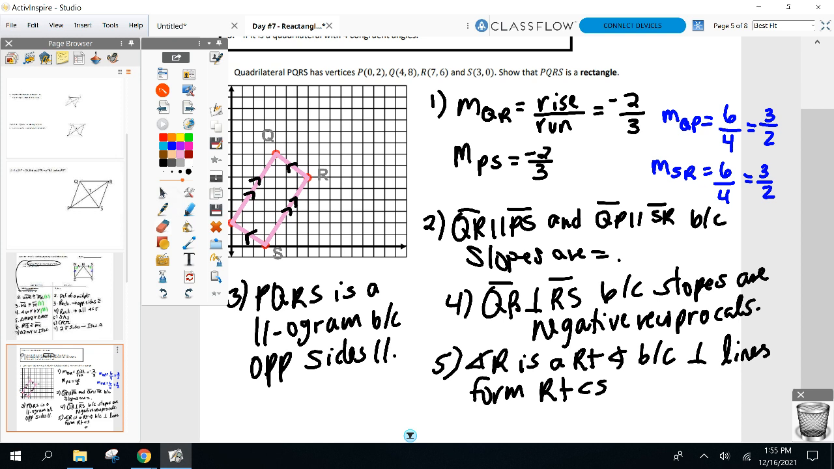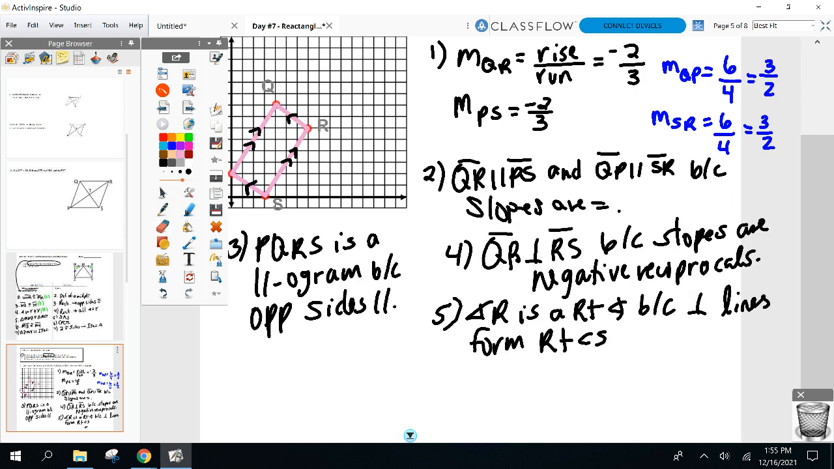And now put step 3 and step 5 together. It's a parallelogram with a right angle. That equals rectangle. PQRS is a rectangle.